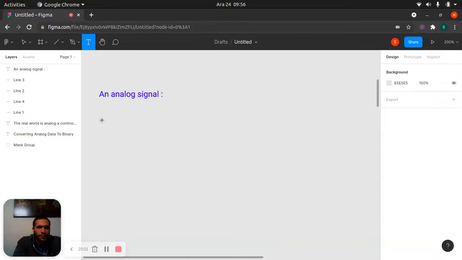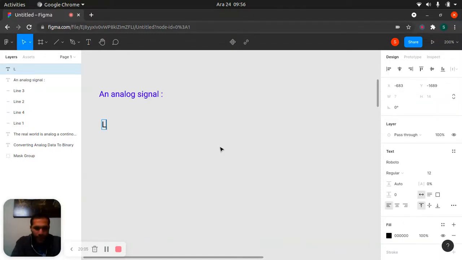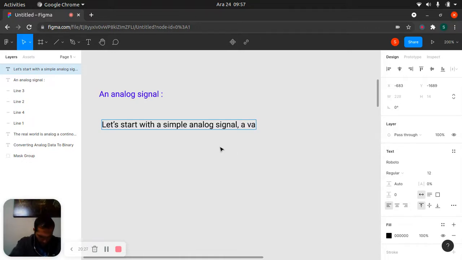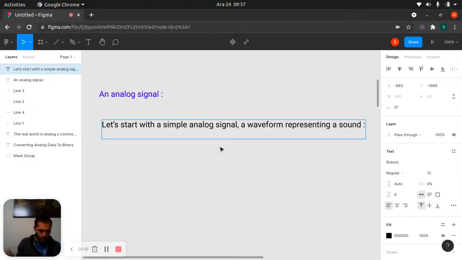Let's come down here. Let's start with a simple analog signal waveform, a wave, waveform, yes, representing a sound, sorry, not signal, a sound. Now, this is an important point.